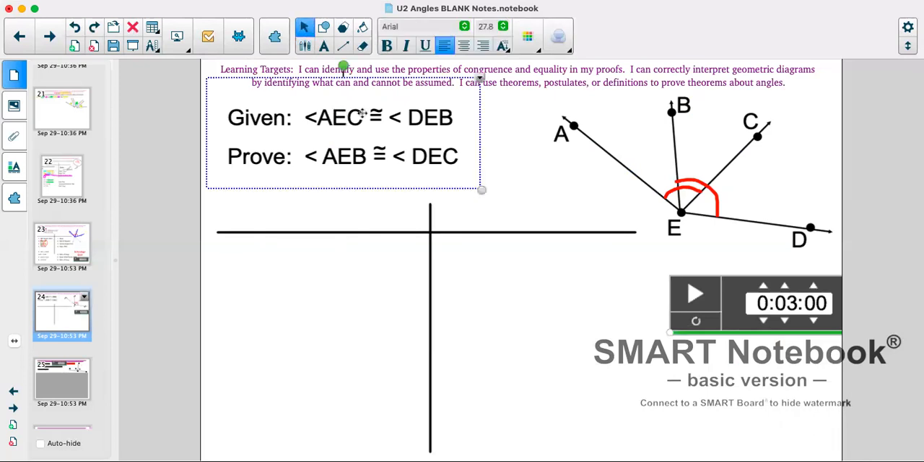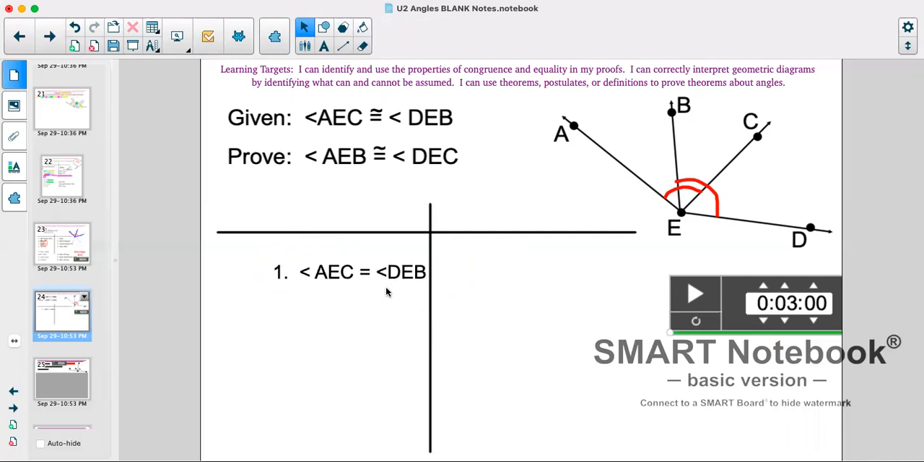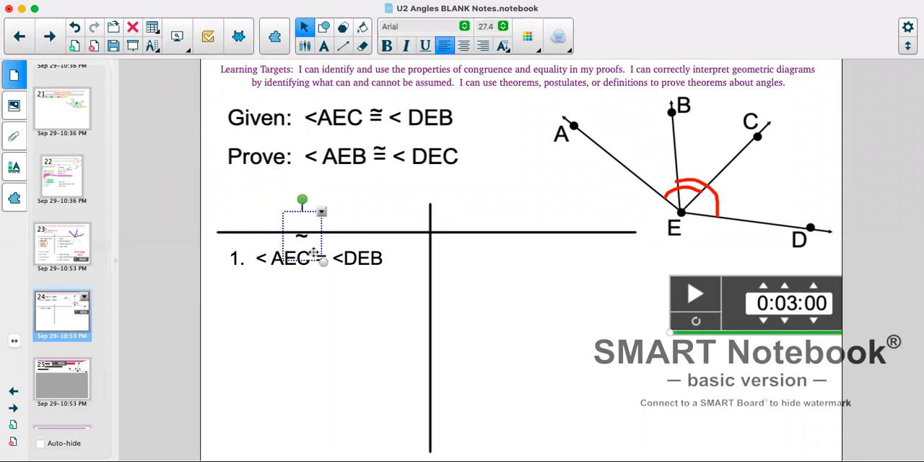All right. So step 1, I am given that angle AEC is congruent to angle DEB. How do I know this is my first step? Because my first step in a proof is always my given. And in this case, they didn't start us out with much. So we're going to have to get creative here. However, we should be able to still figure this out.